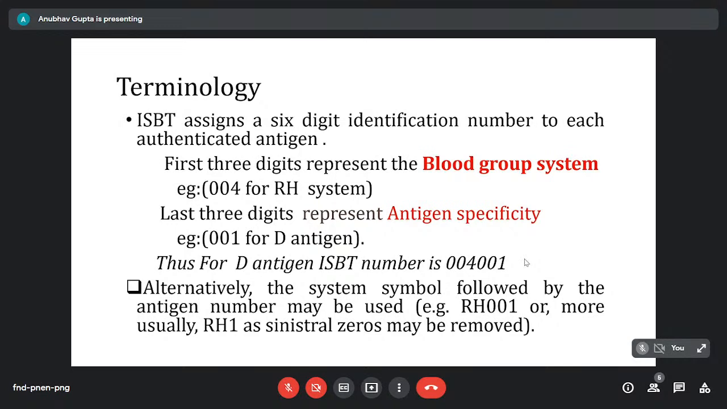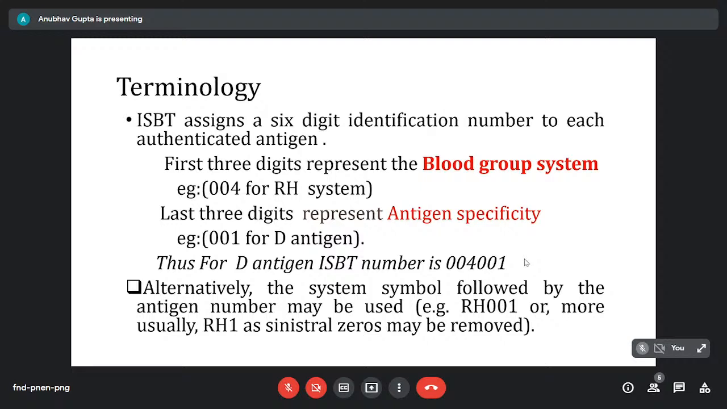And the last 3 digits represent the antigen specificity. Like the RH blood group system has 55 antigens, and among these 55 antigens, we are talking about the D antigen. So D antigen is 001. D antigen is the first antigen in the RH blood group system. So the RH code is 004 and 001 stands for D antigen.